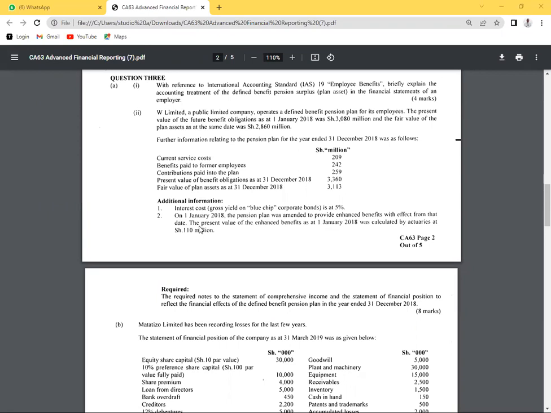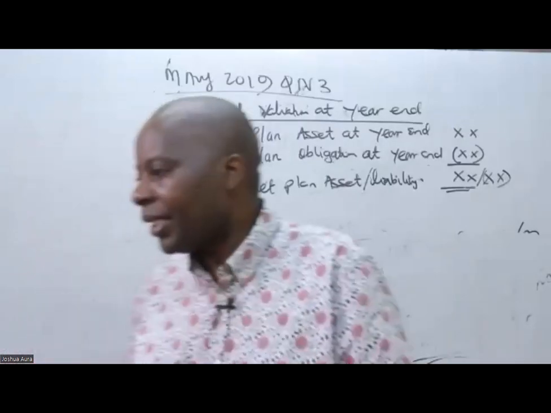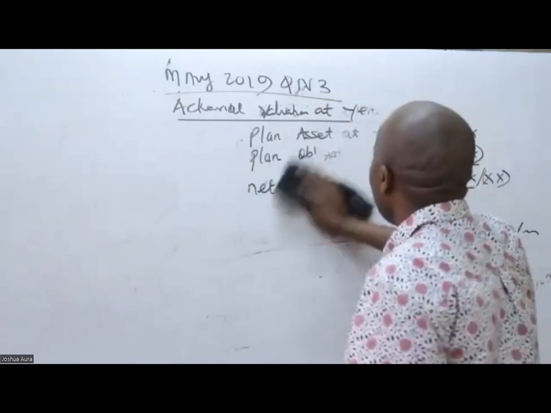make them happier during their bending days. So required, they want us to give them notes to the statement of comprehensive income and the statement of financial position to reflect the financial effects of the defined benefit pension plan in the year ending 31st December 2018. Now, ladies and gentlemen, you must appreciate this thing here.